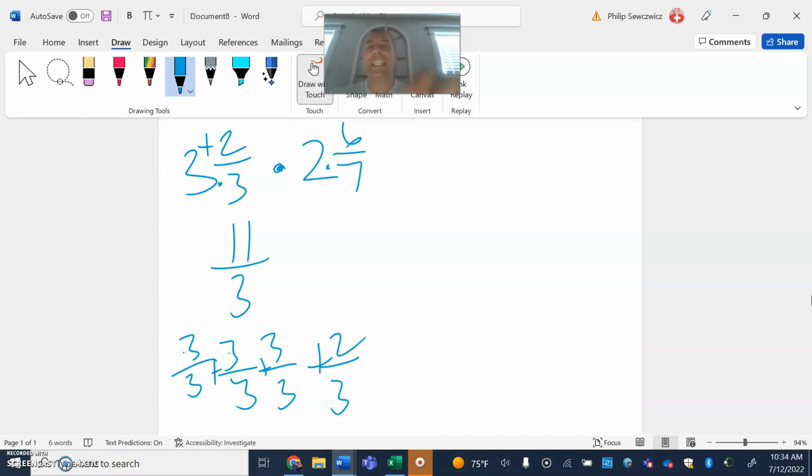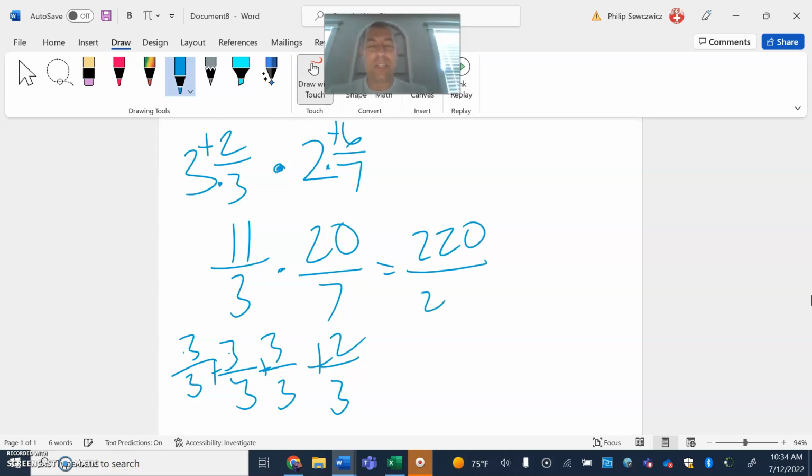7 times 2 is 14. 14 plus 6 is 20. So we've got 20/7 that's there. And now we're multiplying. So what we're looking for here is, do you see any cross division? I'm looking at the 11 and the 7. Nope. All right, I'm looking at the 3 and the 7. I'm just going to be the 3 and the 20. Nope. All right, so we're just multiplying across here. 220, and then 7 times 3 is 21. All right. Yeah, we can simplify it.